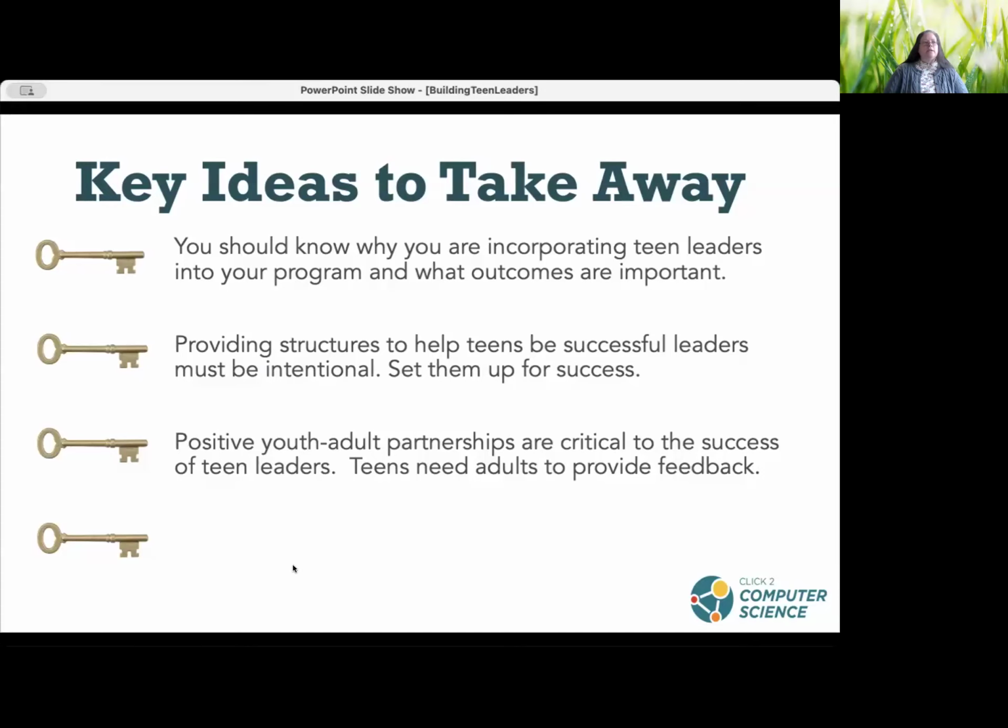And this helps set your teens up for success as well. And it's important to provide the teens feedback when things do and don't go well, because it helps them to shape their experience to know what success looks like. And then the fourth one is don't forget to support the logistics.